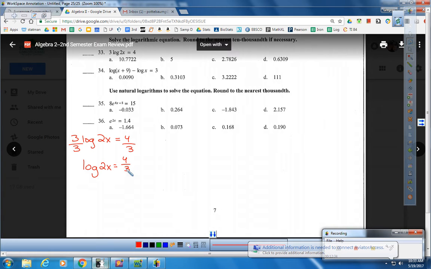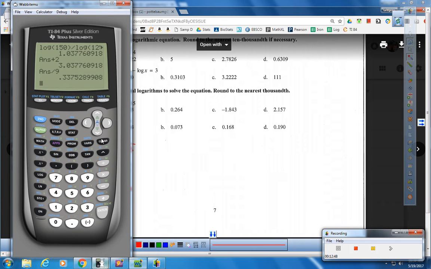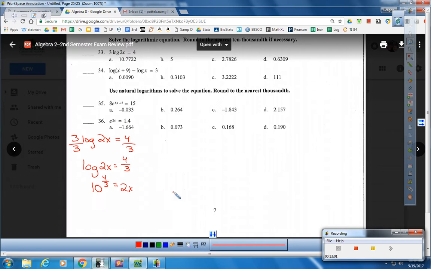Well, remember, if there is no base, the base is 10. So if I want to rewrite this as an exponent, which is what I want to do now, this is 10 to the 4 over 3 power equals 2x. And I don't know what 10 to the 4 over 3 power is, so that's what my calculator is for. 10 raised to the 4 over 3 power. Now, if you have the TI-83, you'll probably have to put that 4 over 3 in parentheses. That's 21.544.